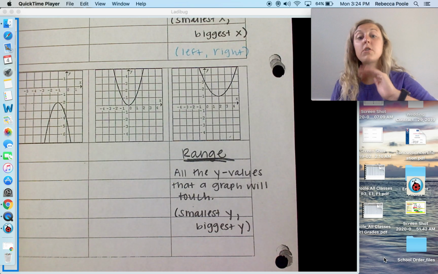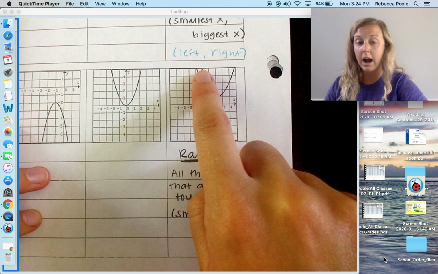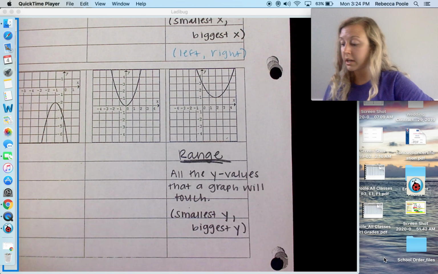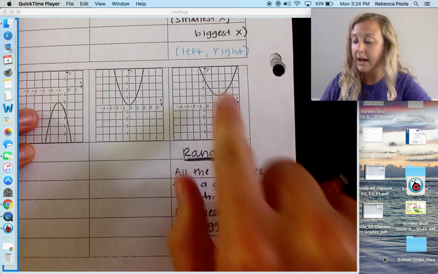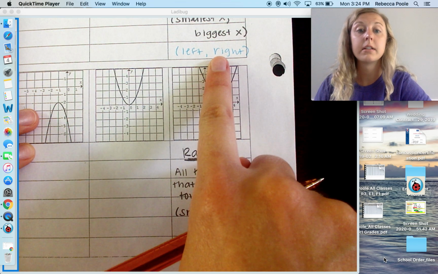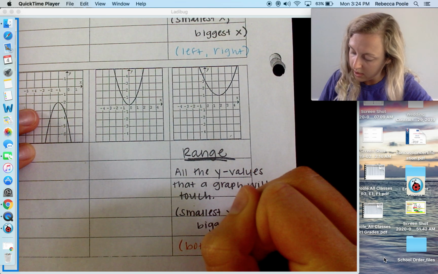Okay? And if you think about the y values, remember the y values are vertical. If you look at this graph, the y's run vertically, right? So when we're talking about the y values, the smaller y's are going to be at the bottom and the bigger y's will be at the top. So these are going to go from bottom to top.